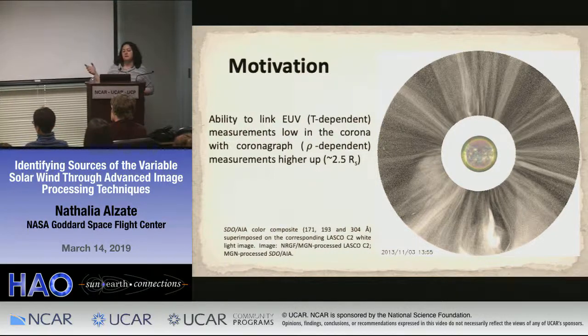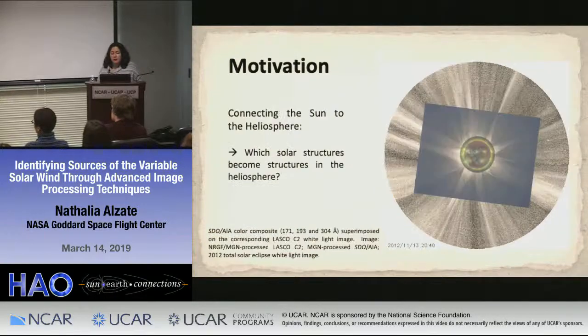So here we have a LASCO C2 coronagraph image on the outside, and then the insert is a 3-wavelength composite of AIA images. We have this missing link, if you will, between the two data sets. And this is basically a crucial region for understanding the development of transients in the corona.